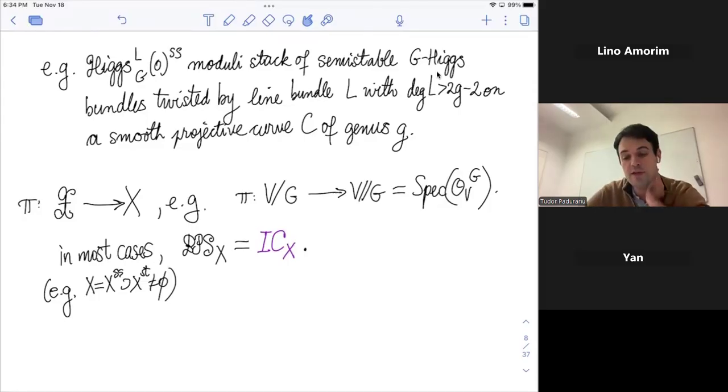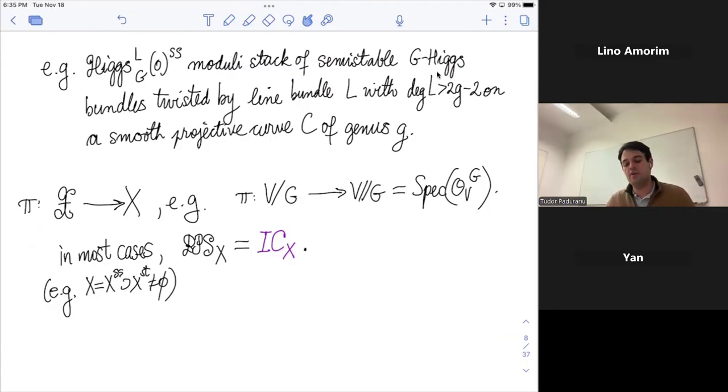Now we defined BPS cohomology, or I said that in most cases BPS cohomology is the first non-zero perverse cohomology of the projection of the IC sheaf on the stack. So here the stack is smooth, so the IC sheaf is just a shift of the constant sheaf. And what do I mean by in most cases? For example, if X appears as a space of semi-stable objects, for example, semi-stable representations of a quiver, one needs an assumption that X stable is different from 0.